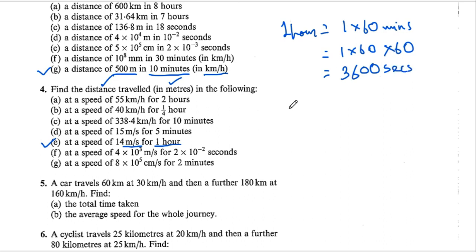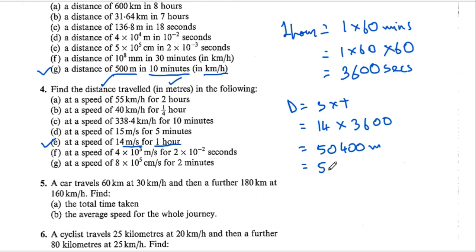So we need to find distance. We know that distance is equals to speed into time. So the speed is 14 meter per second into 3600. So the result is 50,400 meter. You can also write this in standard form as 5.04 into 10 to the power 4 meters.